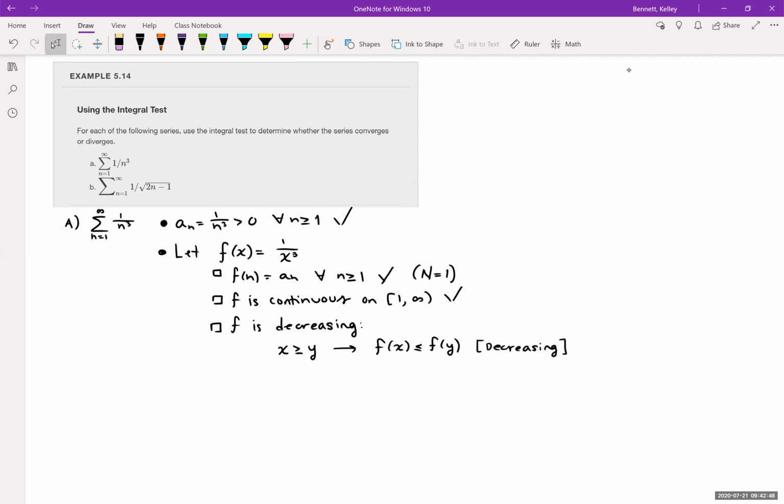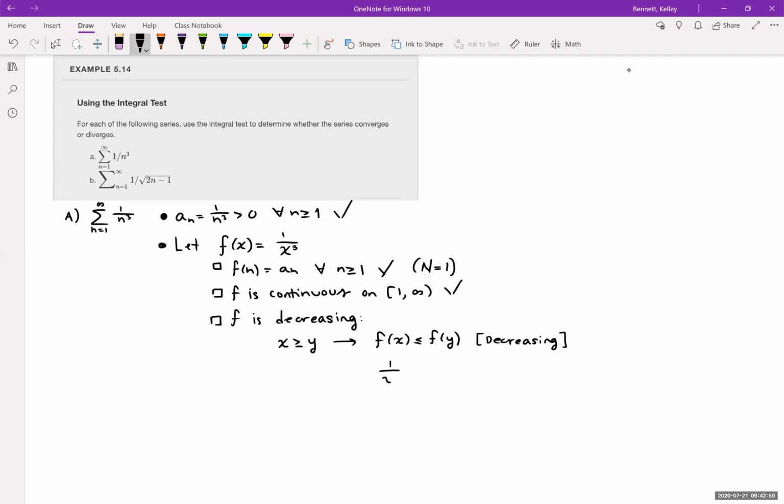So f of x and f of y, that's 1 over x cubed is less than or equal to 1 over y cubed. And this is true because x is greater than or equal to y, right? So our denominator is much larger when you're x, and so this inequality holds. So we've got that, check. So now we can go ahead and use the integral test. We've satisfied all the conditions. So we apply the integral test.